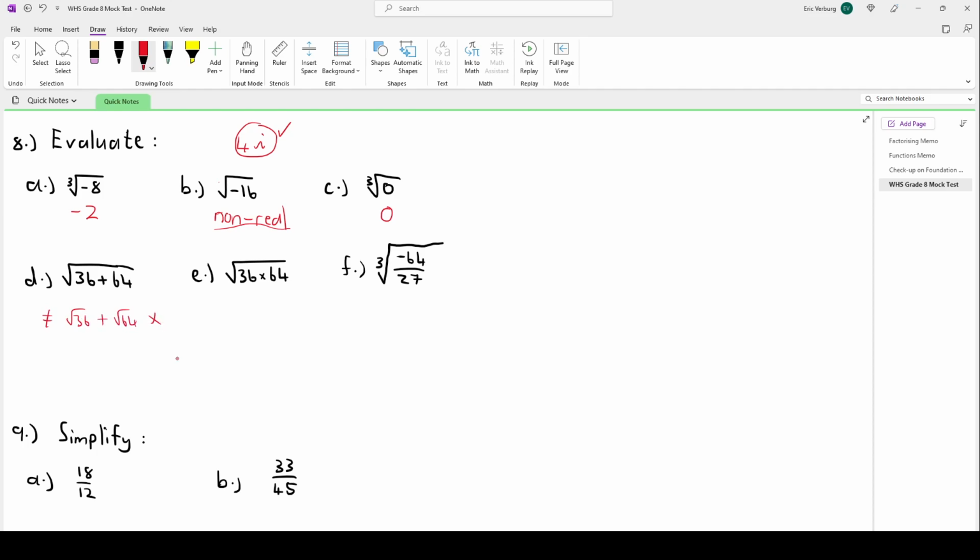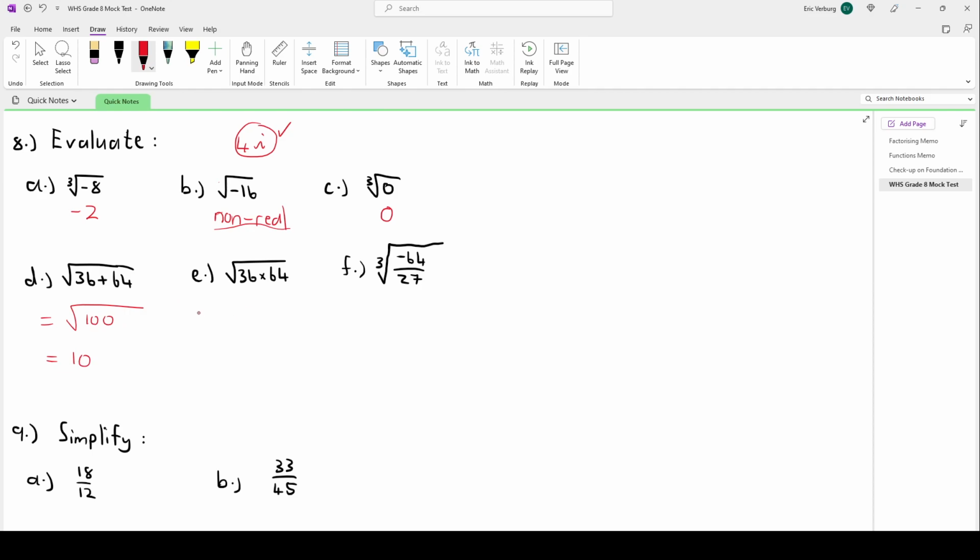That'll be wrong. You cannot do that with plus and minus. With multiply, like in the next one, we can do that, and the same with divide. But with plus and minus, we cannot do that. So what we need to do instead is do the addition first. So 36 plus 64 is 100, and then we just take the square root of 100, which is 10.